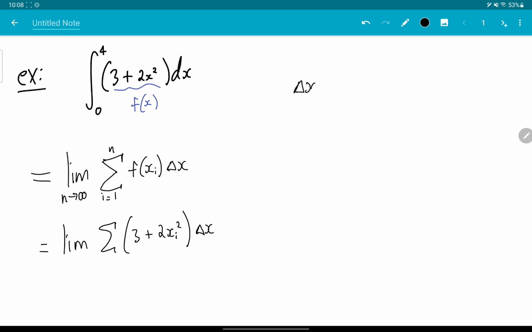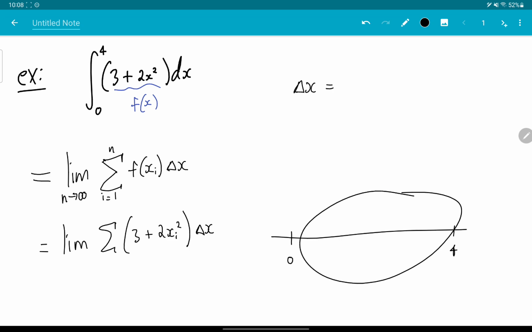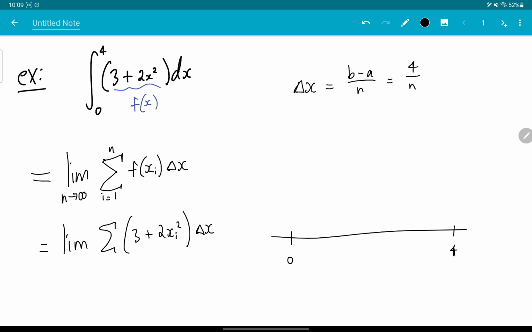Delta x is, well, we're looking at our interval, and we're going to take our interval from 0 to 4 and break it up into n pieces. So what I do is I take the full length, which is b minus a, and I divide by n. So in this case, it'll be 4 over n.